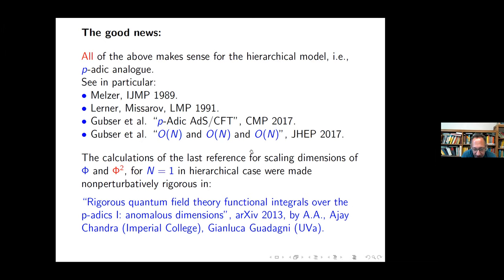In this work, for example, they do computations for the O(N) model, the n-component phi 4 model, I think in 3 dimensions, non-rigorous, of course. If you look at their computations, for example, for the phi square scaling dimension, in the hierarchical case, which is also what they were looking at, this actually has been proved by myself as well as Ege Chandra and Gianluca Guadagni. All right.